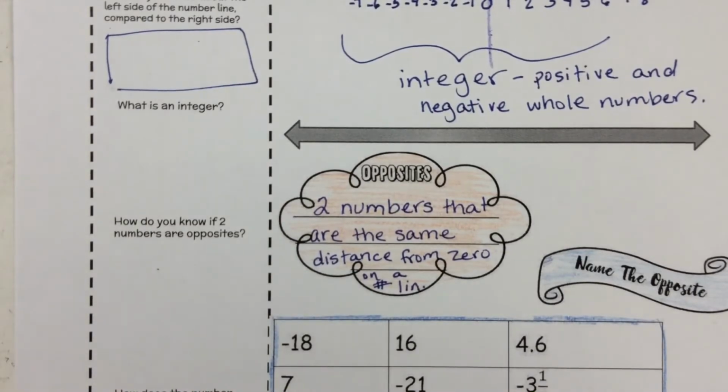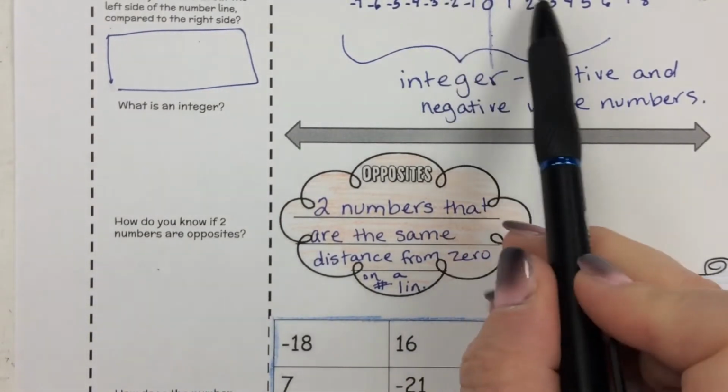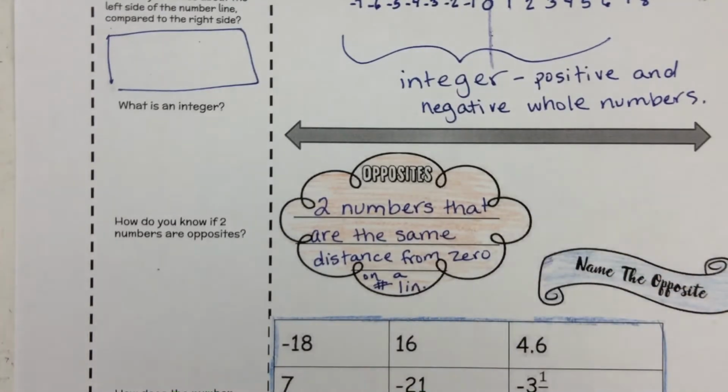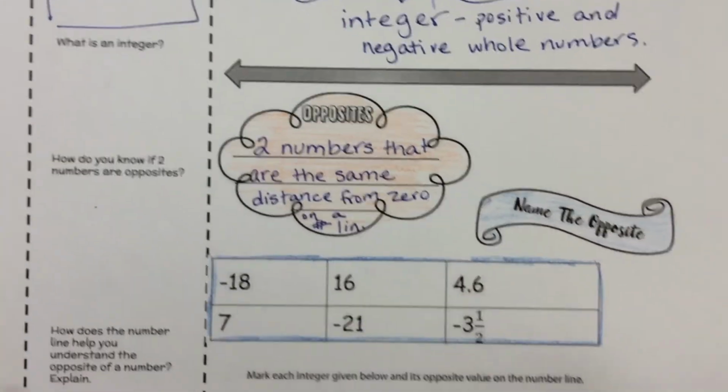Well, there are a couple of different ways. One is that the numbers look the same, except for one's positive and one's negative. Another way to know if two numbers are opposites is to know that they're the same distance from zero. Okay, not so bad. Now, let's practice a little.